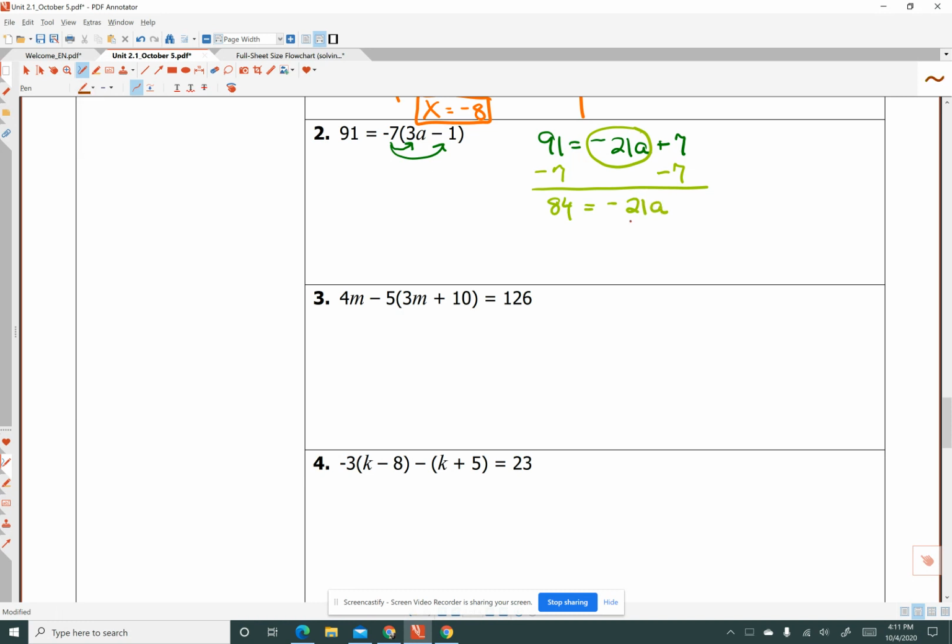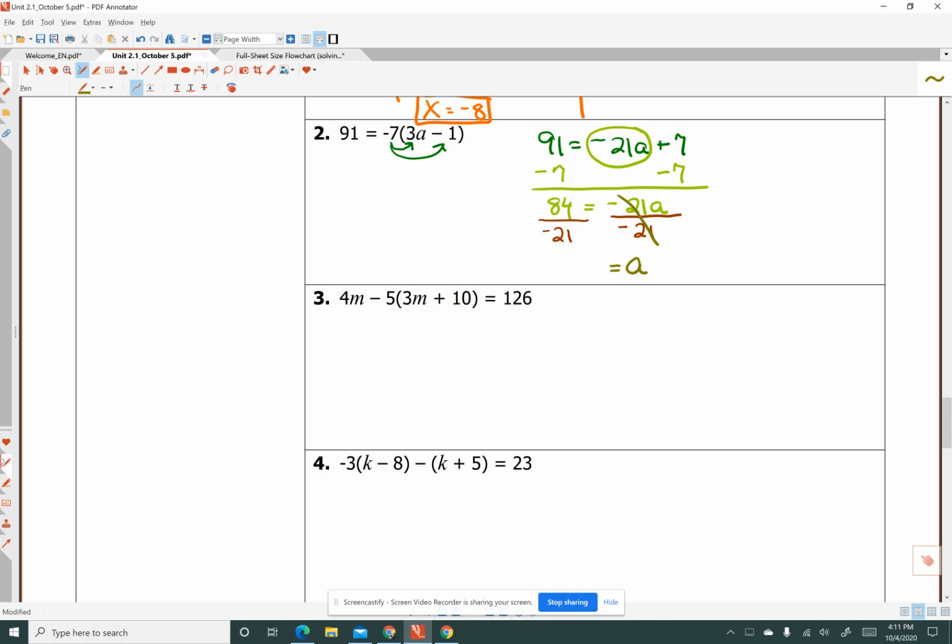And then I'm going to look at what's happening to a. Well, a is being multiplied by negative 21. The opposite or inverse of multiplication is division, so I'll divide by negative 21. Don't forget your negative sign. And whatever I do to one side of an equation or inequality, I must do to the other side. So now negative 21 over negative 21 equals 1. So that leaves me with simply 1a. That becomes an invisible 1.